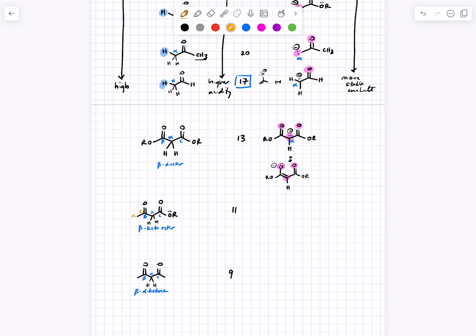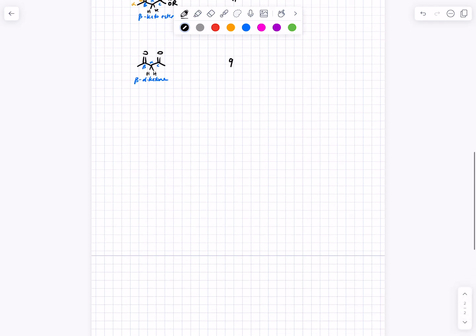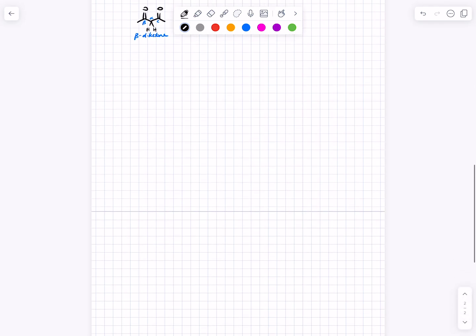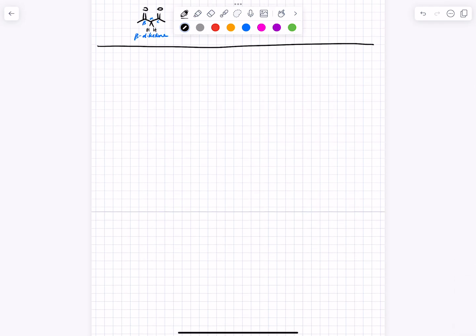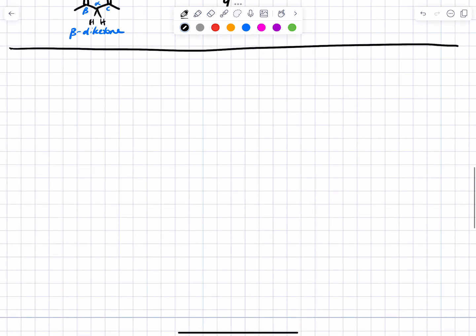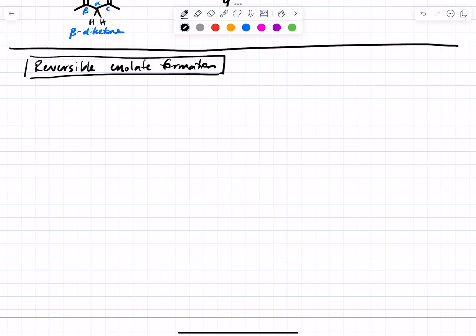Okay. So now let's talk about ways in which we can form enolates. And I want you to think of two different basic categories for enolate formation. One is what we're going to call reversible enolate formation. What do we mean by reversible? We mean that actually we only form a very small amount of enolate in equilibrium with our ketone or aldehyde or ester starting material. How do we do that?